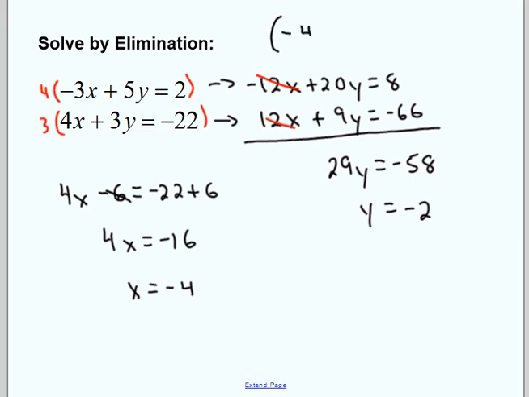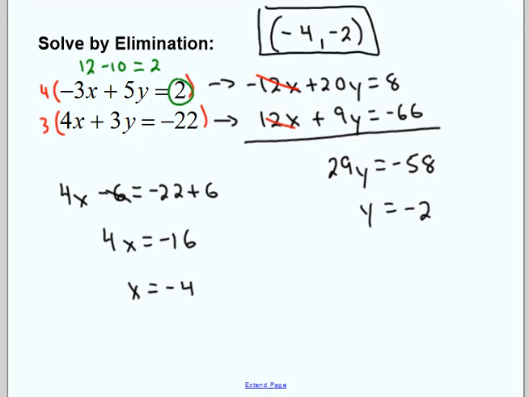So I'm saying the point where these two lines intersect is the point when x is negative 4 and y is negative 2. I'm going to check that. Negative 3 times negative 4 is 12. 5 times negative 2 is negative 10. 12 minus 10 is 2, just what it's supposed to be. Bam. There's my answer. You guys, it's that easy.